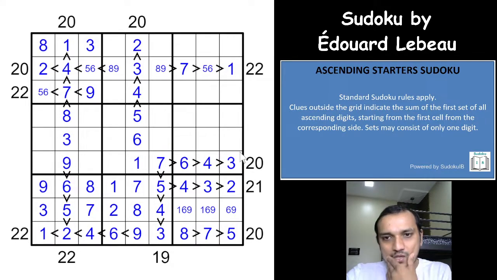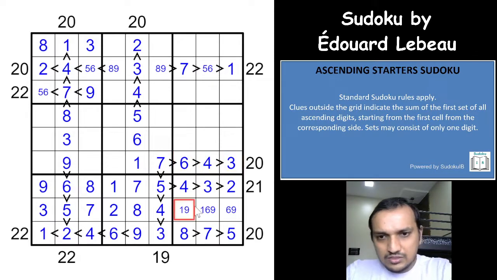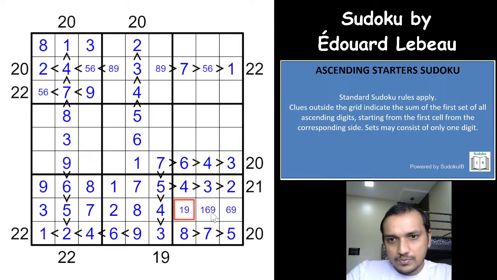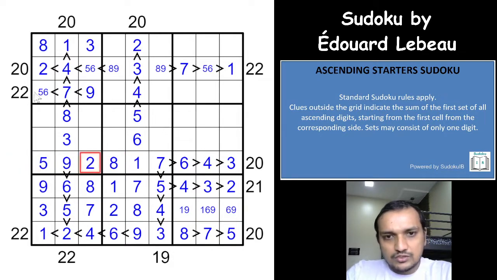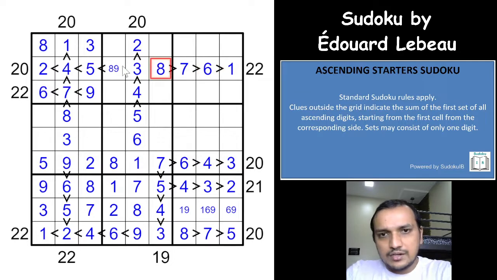Okay. Because 1 and 2 are not possible in the first cells. So including the 7, the only possibility is 3, 4 and 6. That eliminates 6 from this cell. 8 would have to be here using the classic Sudoku rules. So 2 and 5, so this is 5, that is 2, that is 6, that is 5. That gives you 6 here. 13, 14, so that is 8 and 9.